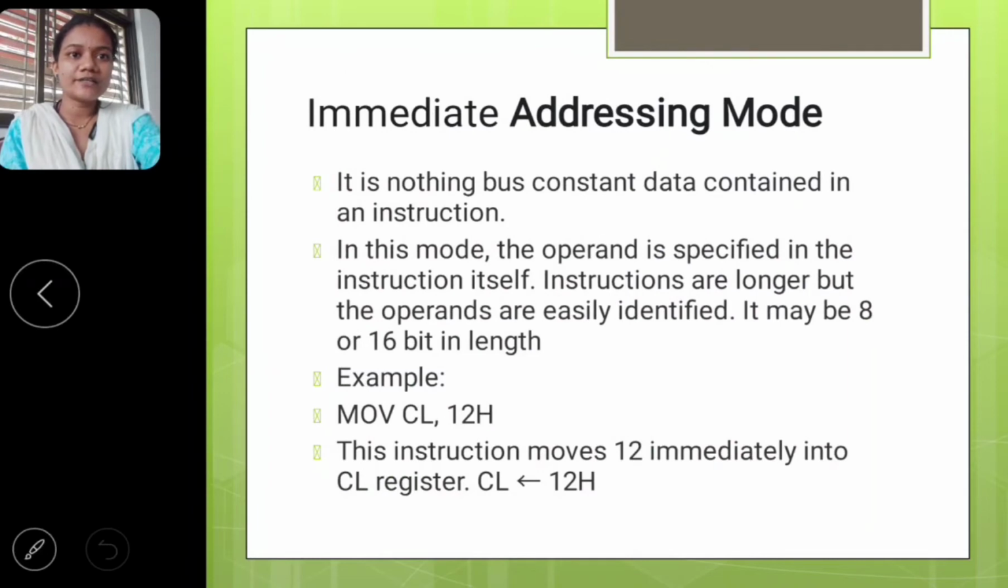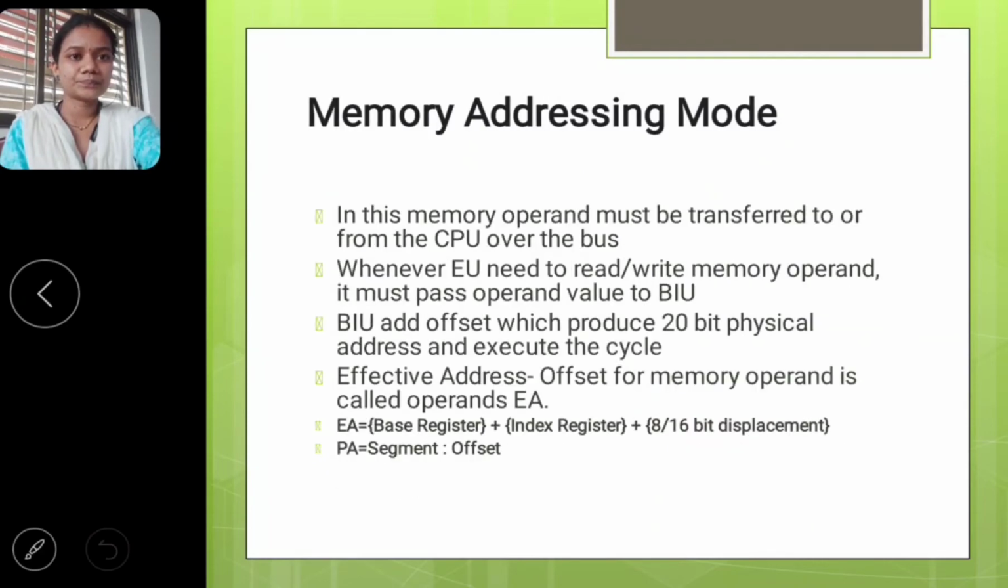Now next is immediate addressing mode. It is nothing but the constant data contained in the instruction. Immediate means it contains the constant data. In this mode the operand is specified in the instruction itself, meaning the constant data is given. Instructions are longer but operands are easily identified. It may be 8-bit or 16-bit length. So the example is MOV CL, 12H. So 12H is your constant data. This instruction means that it moves the 12H data immediately to the CL register.